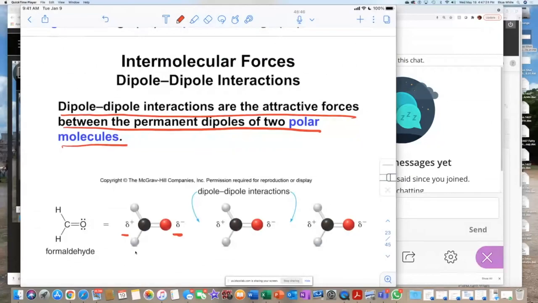Oh, sorry, I got another email. Okay, electronegativity difference is due to, yeah, it's the one. Sorry, I got distracted.